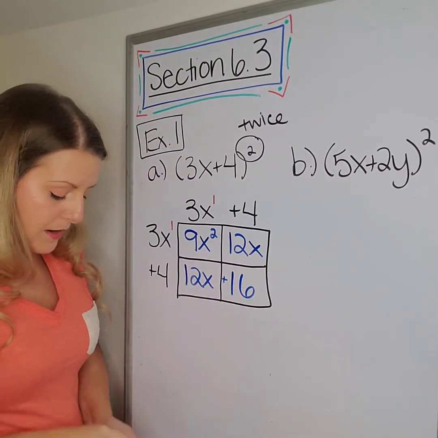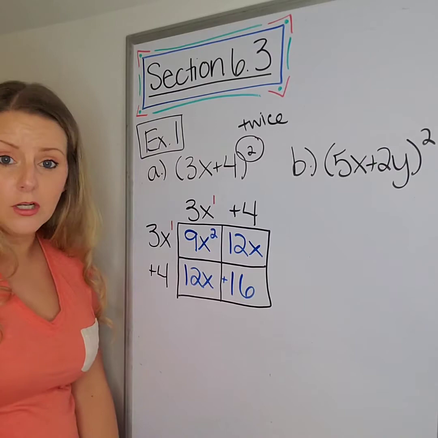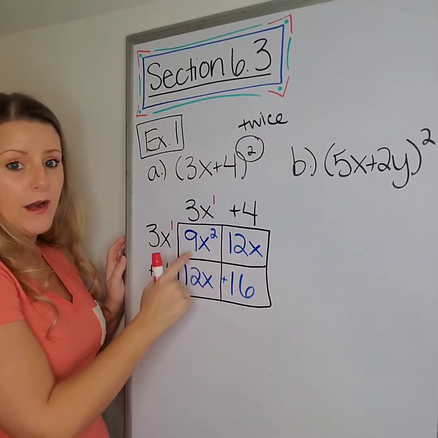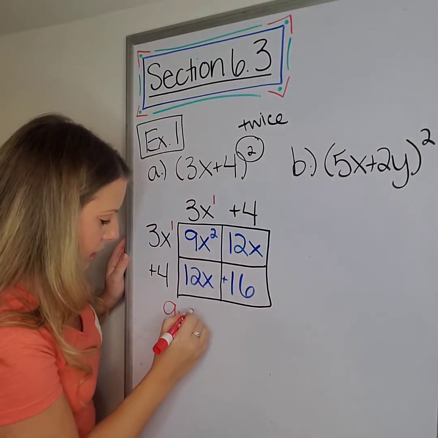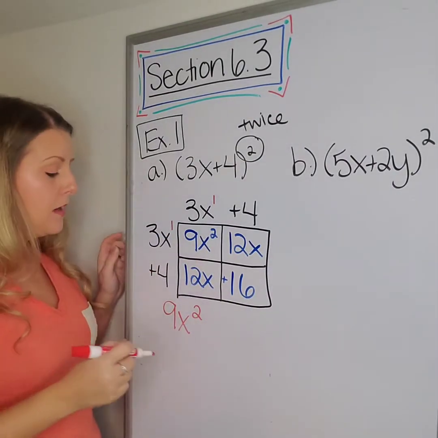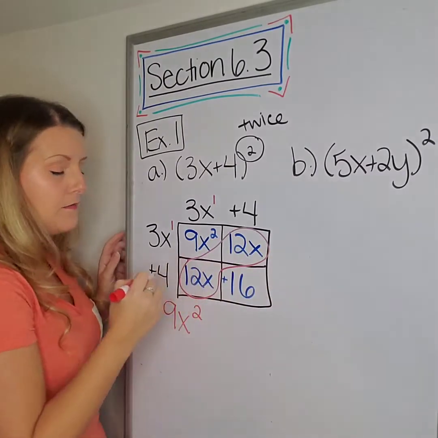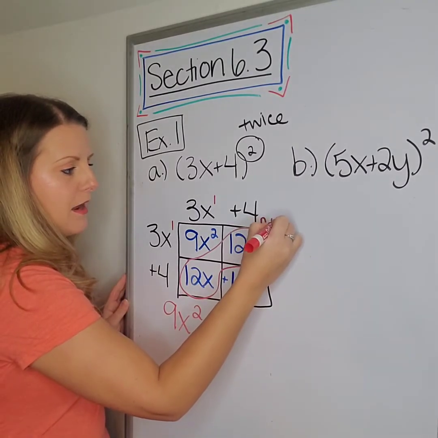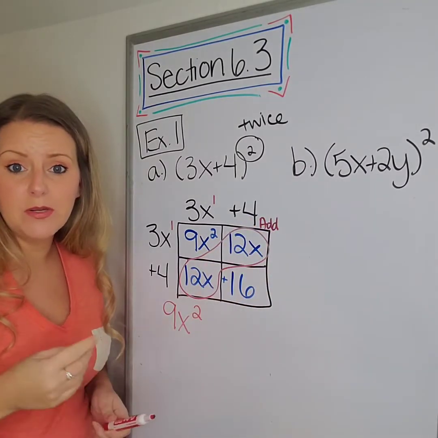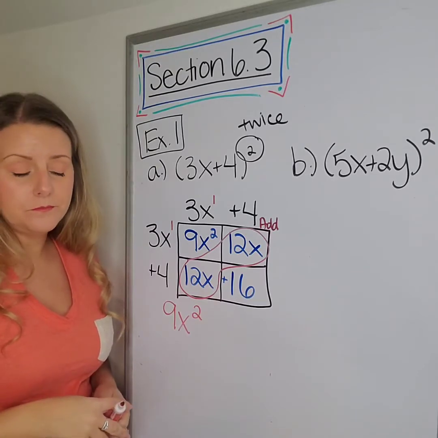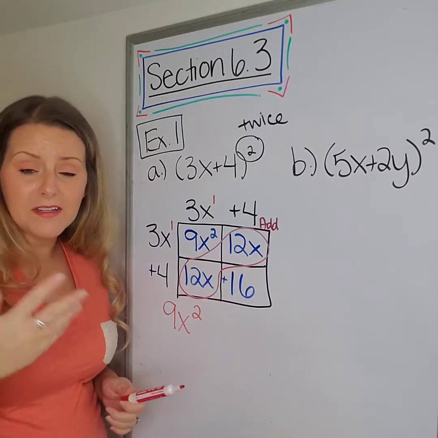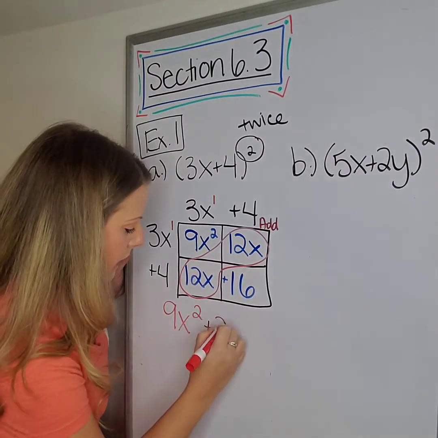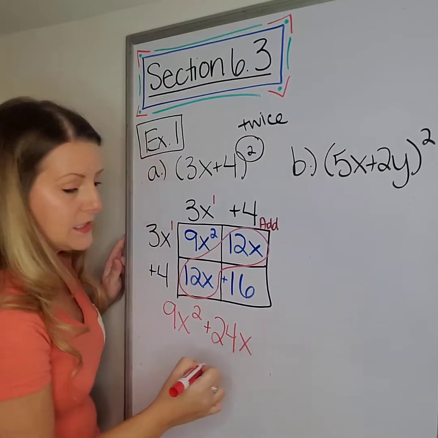And then just like before, you're going to look for buddies. The only thing that has an x squared is this. 9x squared doesn't have a buddy. It's all by itself. But these are buddies. X goes with x and it stays an x. And we add. Make sure you write that down, just like we did for section 6.2 yesterday. So now 12x plus 12x, we're going to add them together and we get 12 plus 12. It doubles to 24 and it stays an x.